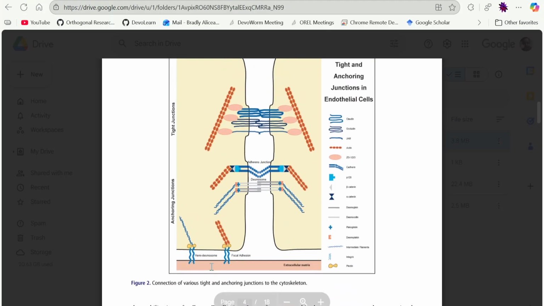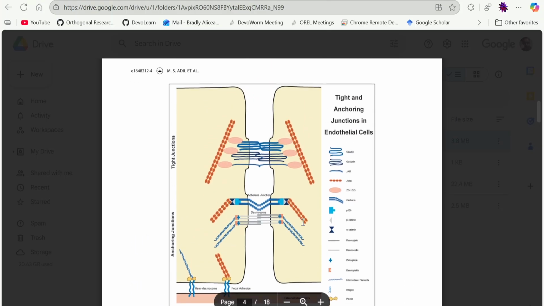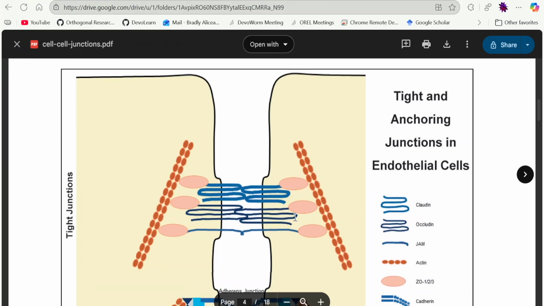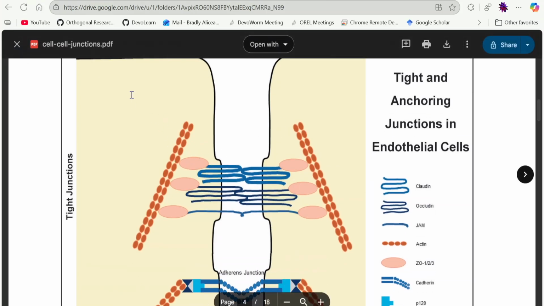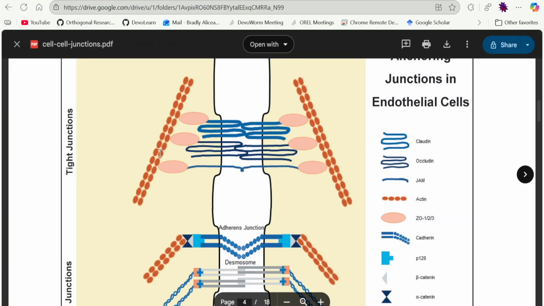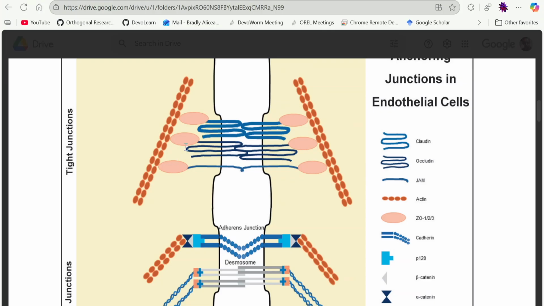This is figure 2. This is a connection of various tight and anchoring junctions to the cytoskeleton. If we look at this, we have our endothelial cells, these yellow structures, and they're facing each other. And then you have these junctions here. So you have tight junctions here, where you have actin molecules on either end of the junction. You have these ZO proteins here, and they serve as anchors on the actin for these claudin molecules, these occludin molecules, and these JAM molecules. So these are the ones that we were talking about earlier. And those make the junction between the cells itself.